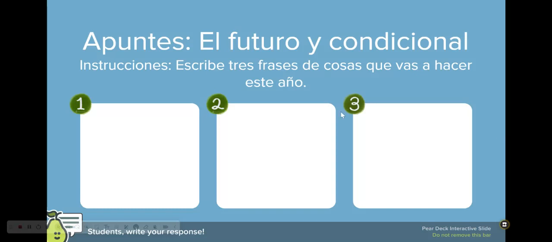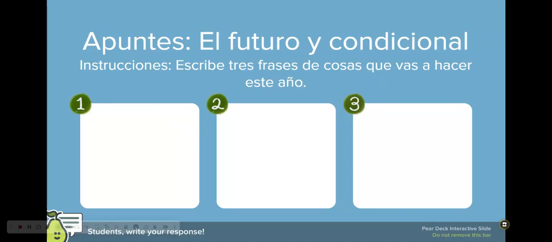Buenos días a todos. Vamos a empezar el futuro y condicional. We're going to talk about future and conditional tenses today. So, first thing is, I want you to write down three things, and you can pause this video. Write down three things that you're going to do this year.